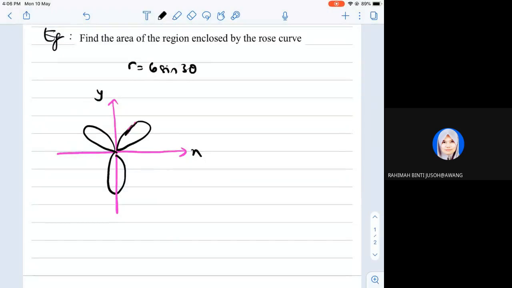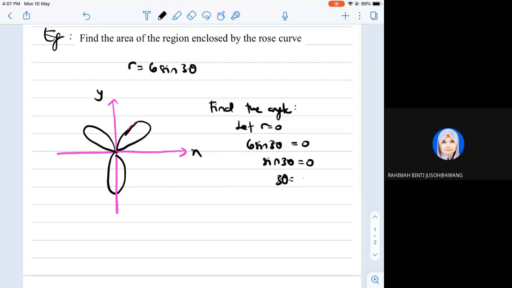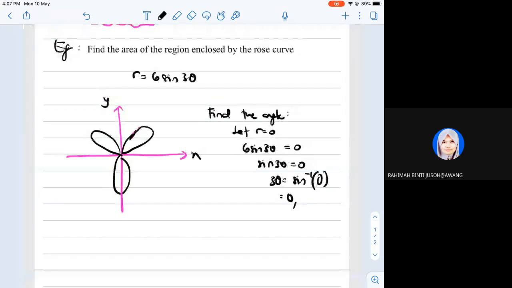So now, first we need to find the angle for one petal. So how do we find the angle? We let r equal 0. So 6 sine 3 theta equals 0. So sine 3 theta equals 0. If you use your calculator, shift sine 0 equals what? If you press the calculator, what do you get? Shift sine 0, 0, okay. 0, and besides 0, we also have one more, pi.